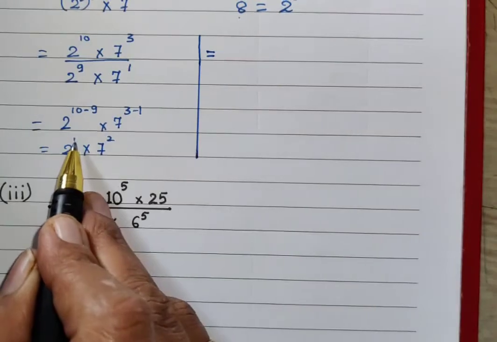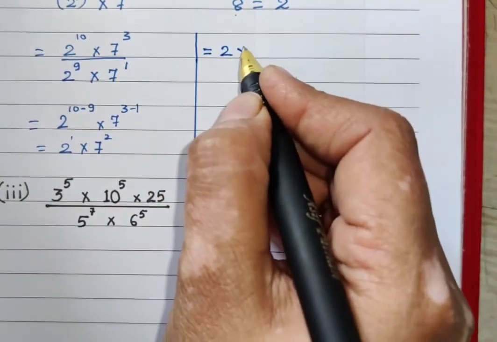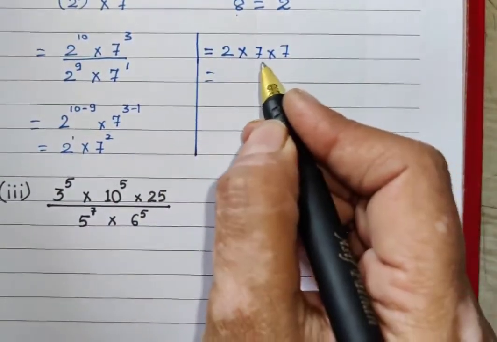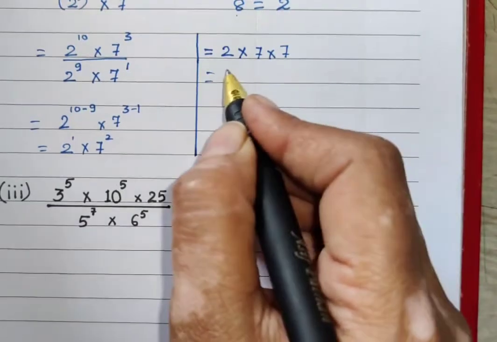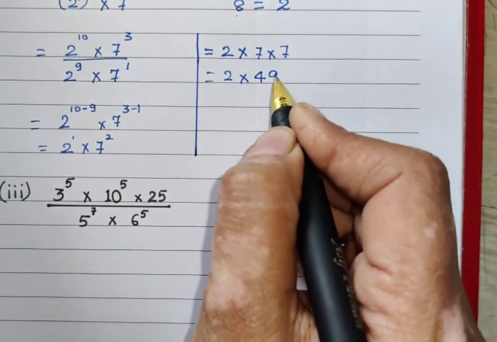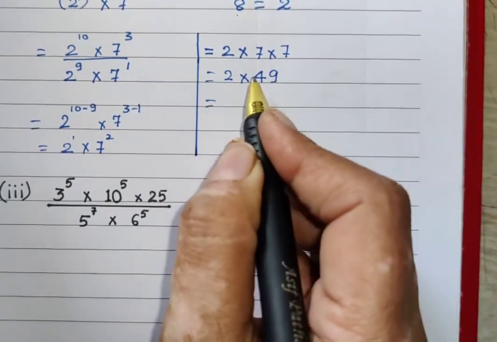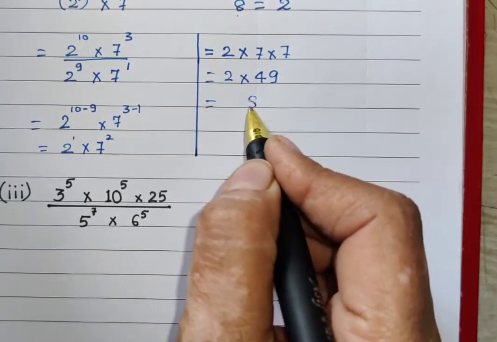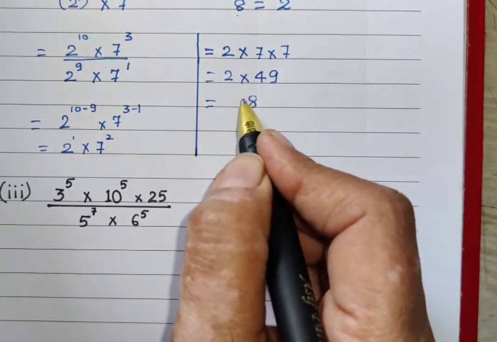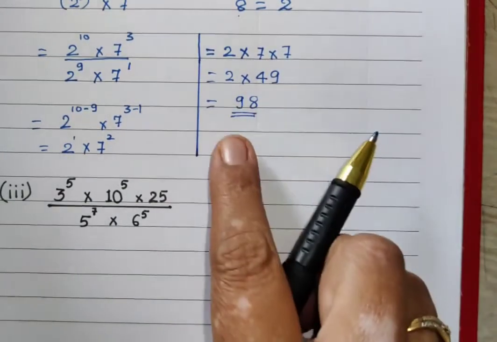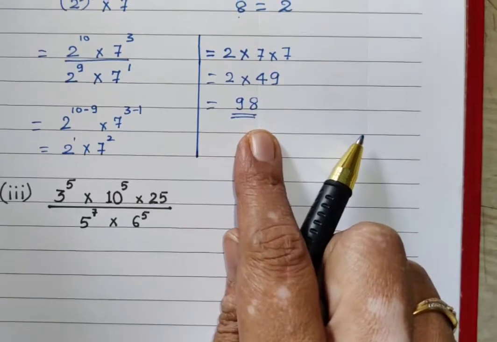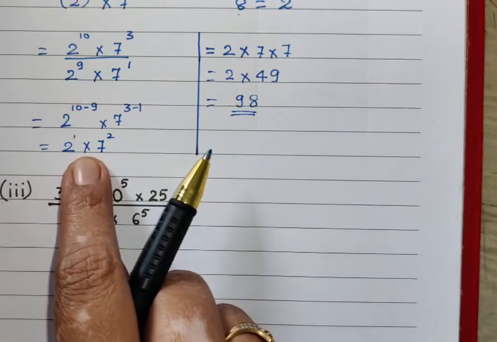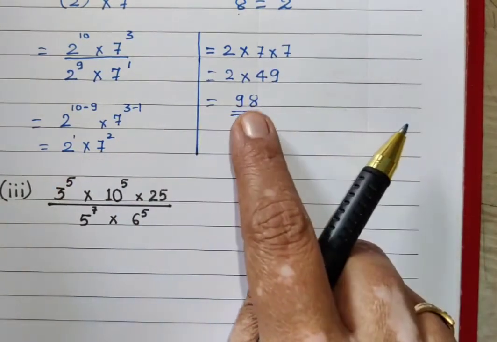It is 2 to the power 1, that is 2, and 7 square, that is 7 is multiple how many times? 2 times. So 7 sevens are 49 and 49 twos are how many? You multiply 49 and 2. So 9 twos are 18, 1 carry, 2 fours are 8 and 1 carried is 9. So answer is 98. This is the simplest form. So when it is asked to bring in the exponential form, then you can leave it here. But if simplification is there, then you have to bring the answer till end.